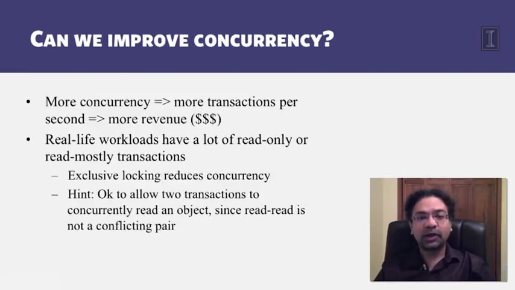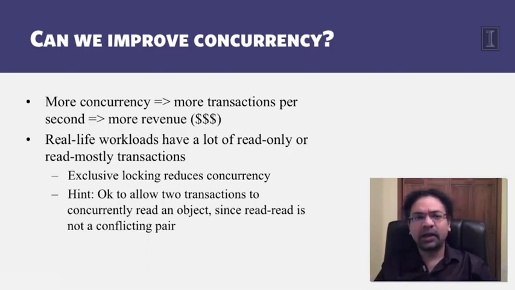So once again, concurrency is important here because it means more transactions per second, and it means more revenue for whichever company is running the server side. And exclusive locking has the problem that it reduces concurrency. Essentially, you're limiting transactions so that at most one transaction can read any object. In real life, workloads have a lot of read-only or read-mostly transactions where most of the operations are reads. And even there, the exclusive locking approach is limiting these transactions to read the objects only one transaction at a time. But this is not required because reads can be done concurrently.